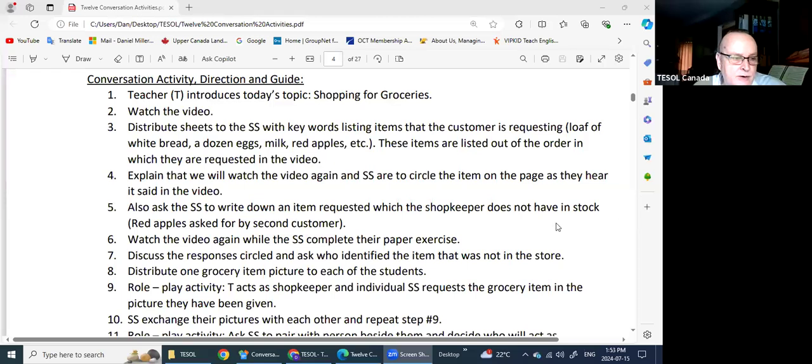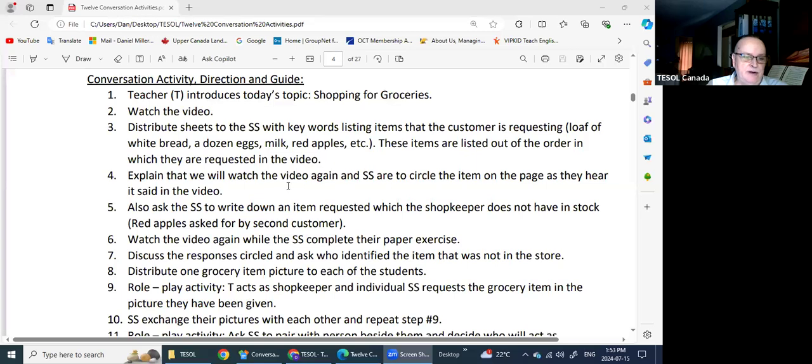And you'll see here under my direction and guide that I've said the teacher introduces today's topic, shopping for groceries, and then we watch the video. I distribute sheets to the students with keywords listing items that the customer is requesting. Loaf of white bread, a dozen eggs, milk, red apples, etc. These items are listed out of the order in which they are requested in the video.